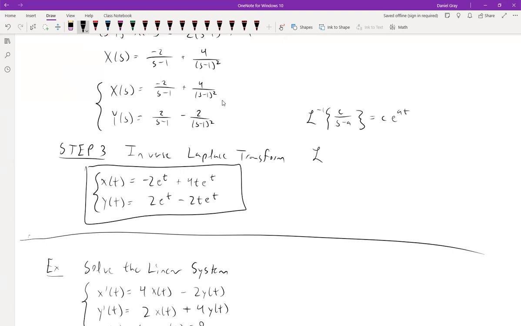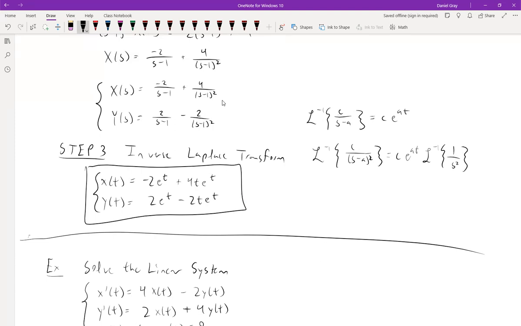Okay. If, on the other hand, we have something like c over s minus a squared, okay? Well, for that one, I need to use my shifting property, okay? So I can go ahead and factor my c out, no problem. And then the Laplace inverse of 1 over s minus a squared, well, that's just going to be equal to e to the at times the Laplace inverse of, well, instead of an s minus a in there, I'm just going to have an s, okay?